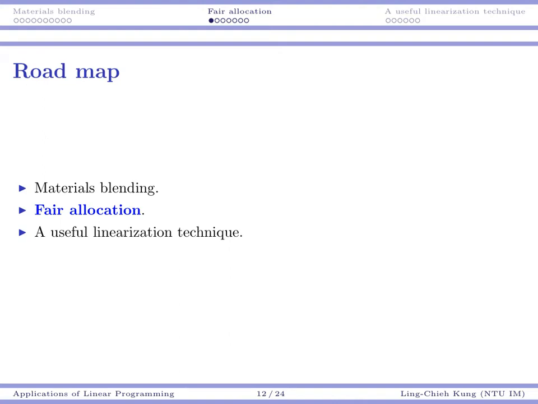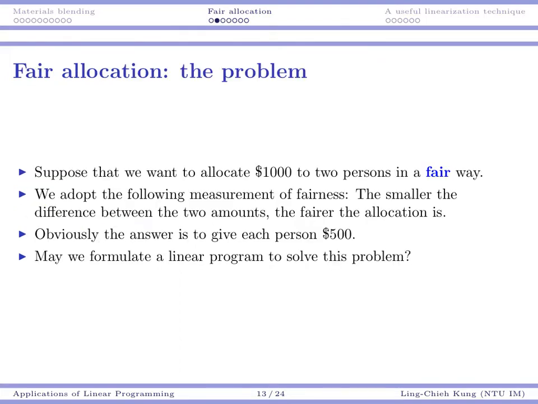Okay, let's continue. So now let's consider another example about fair allocation. Suppose that we have $1,000 and we want to allocate this $1,000 to two persons in a fair way. Okay, the fairness may need some definitions. Here, let's use the easiest one, that we want to minimize the difference between the two amounts.